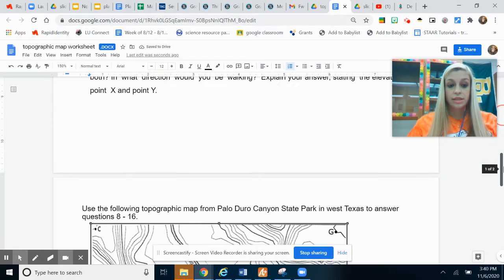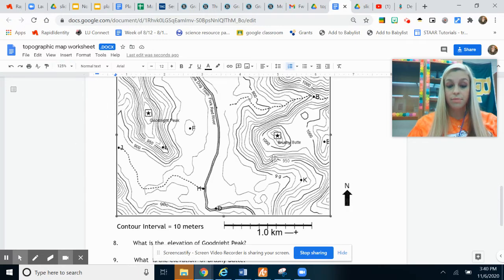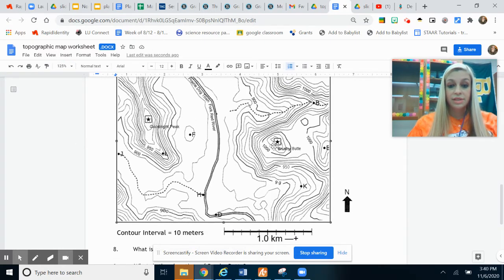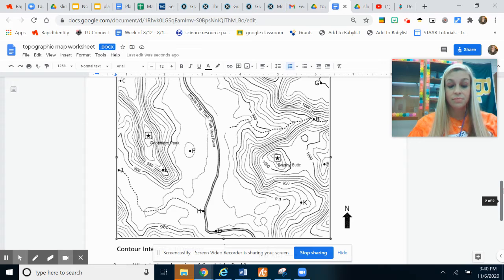All right, let's look at the second page, this map. This map has a lot going on, but that's okay. You can do it. Notice that you have several areas where you have stars, meaning that you have peaks, you have high points. And I like to get myself situated and know what I'm looking at before I answer the questions.